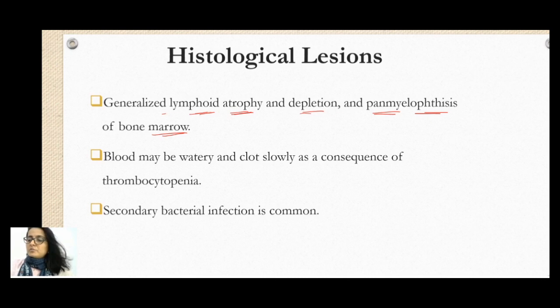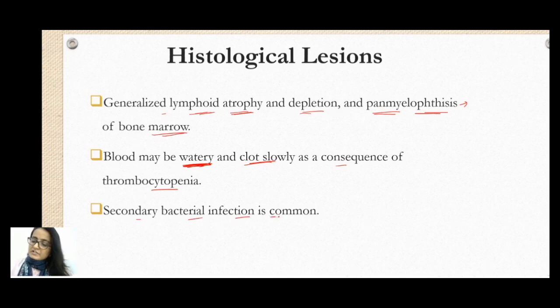So panmyelopathy means the cells produced from the bone marrow are atrophied, or the number of those cells decreases. Next, the blood may be watery and clot slowly as a consequence of the thrombocytopenia. If the blood is watery, the concentration of fibrin and blood cells decreases, so clotting of the blood is slow as a consequence of the thrombocytopenia.